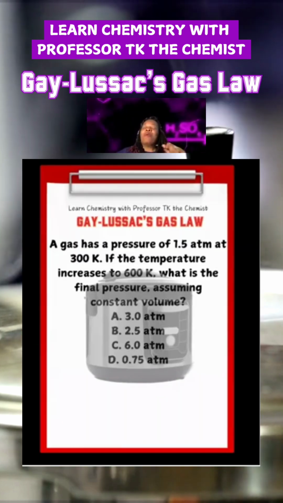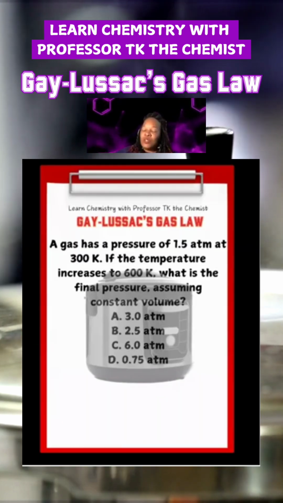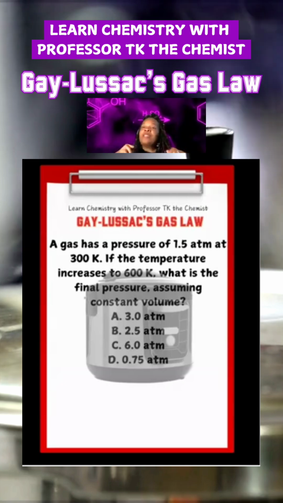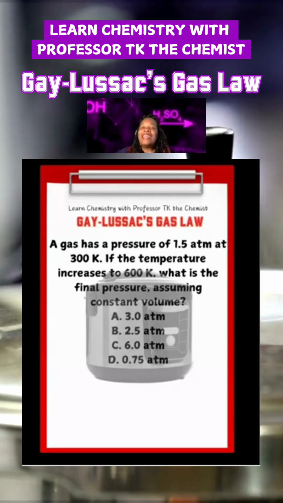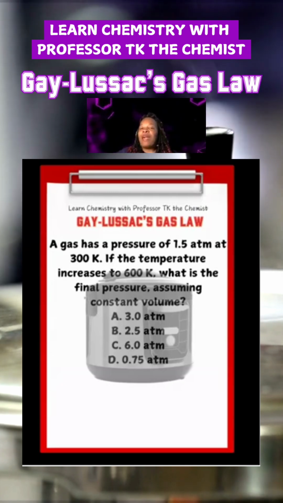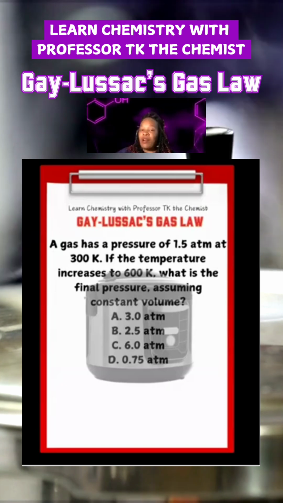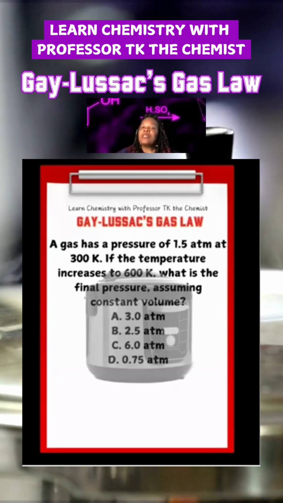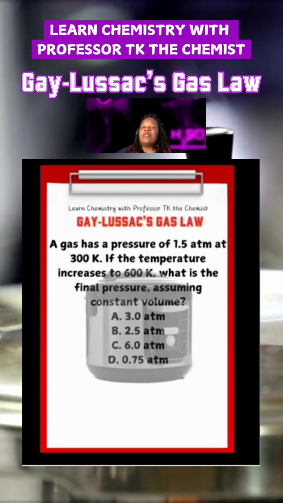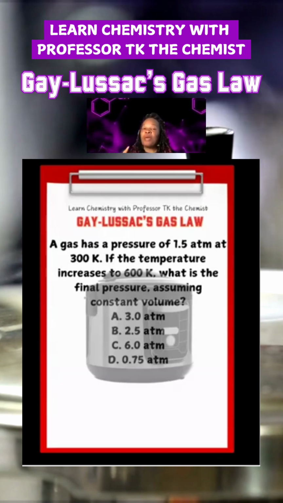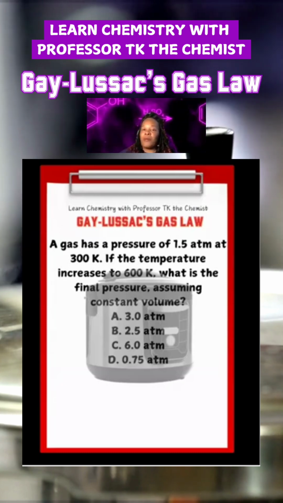Okay? Here's a problem that we're going to get into today that deals with Gay-Lussac's law. And it reads as following. A gas has a pressure of 1.5 atm at 300 Kelvin. If the temperature increases to 600 Kelvin, what is the final pressure, assuming constant volume?